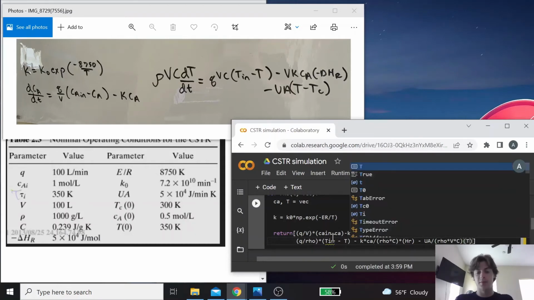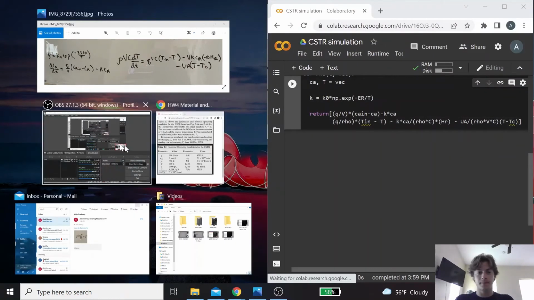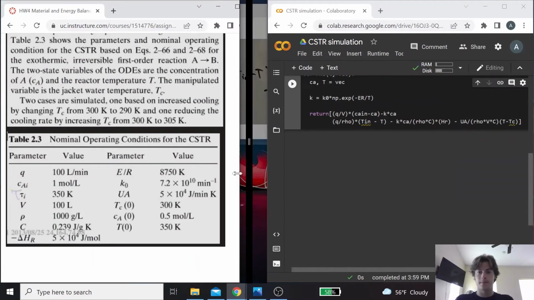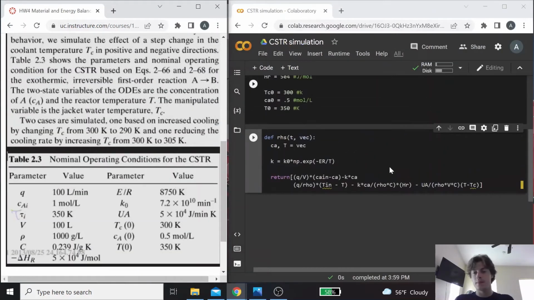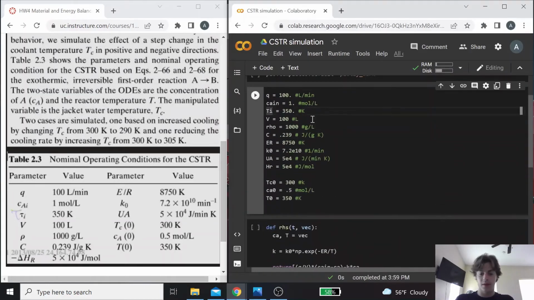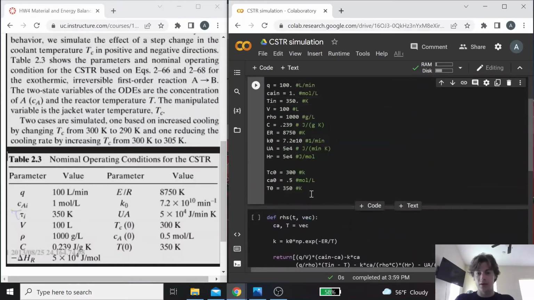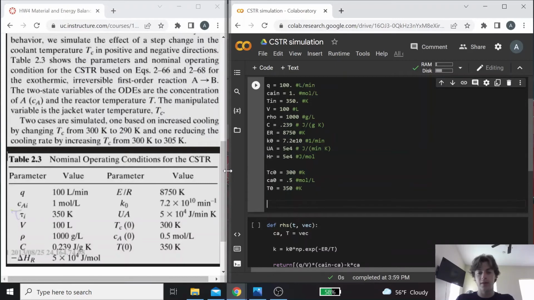And then this will be times the temperature in the tank minus the coolant temperature. So now I have an error here. It says this should be Tn. And then we need to provide the coolant temperature. So for the first case, we are simulating a change from 300 Kelvin to 290. So our coolant temperature will be 290 Kelvin.